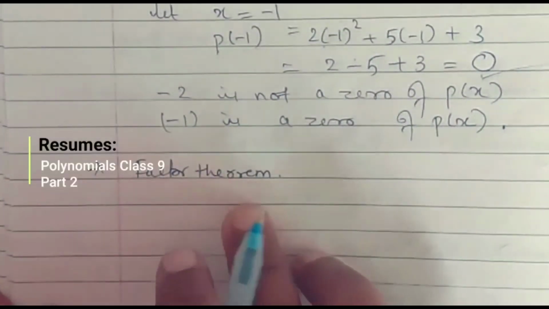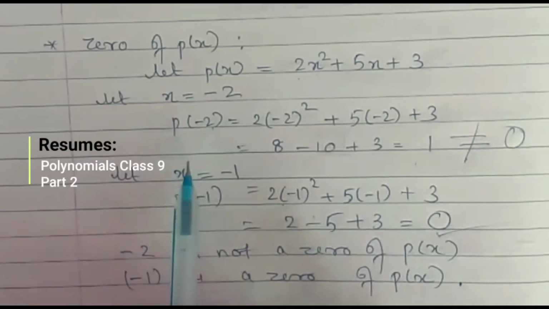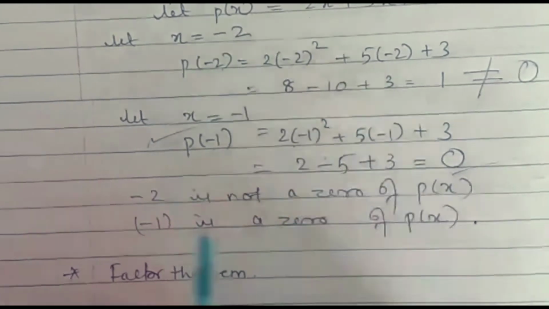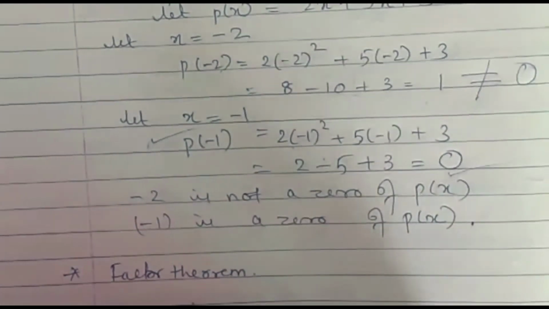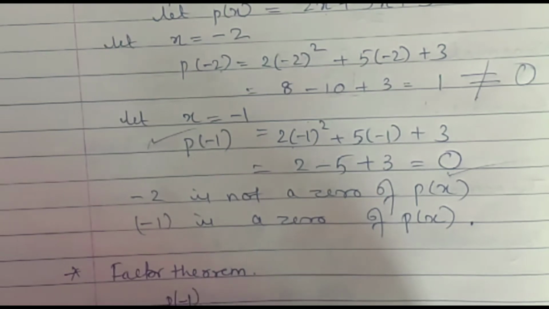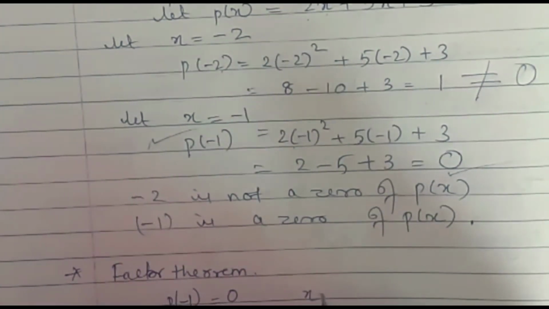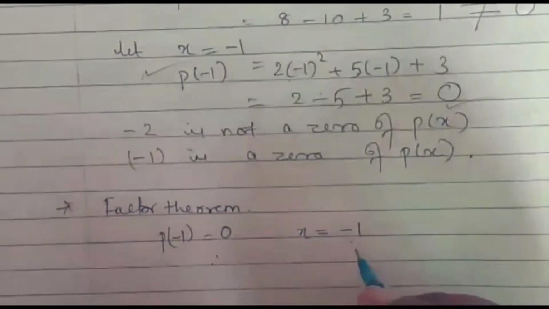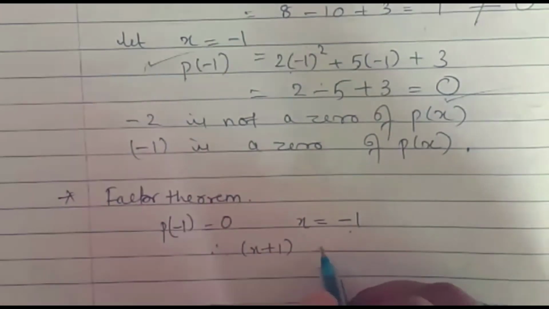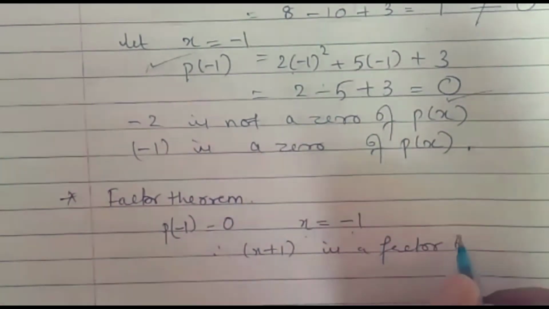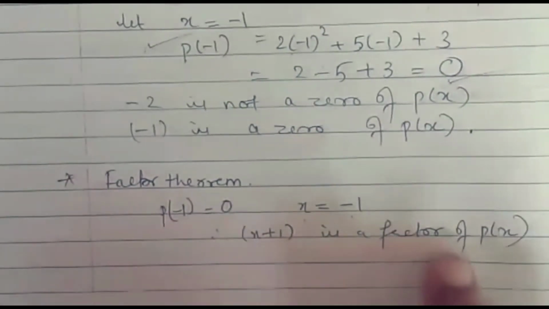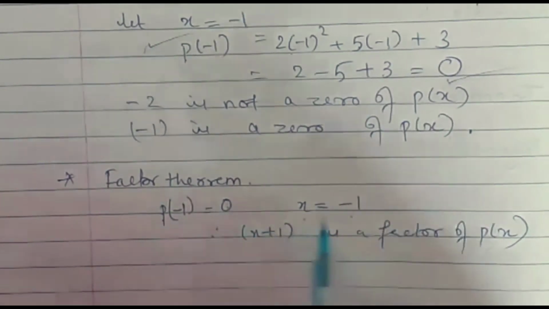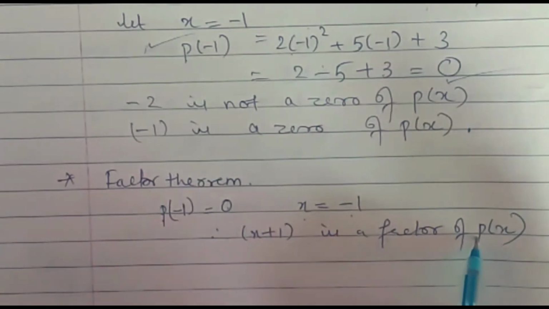Let's now learn the factor theorem. In our previous example, we compared -2 and -1. At one place I got p of -1 is equal to 0, which shows that -1 is a zero of the polynomial. So when I get p of -1 is equal to 0, that means the value of x was -1. If x is equal to -1, we can take -1 to the left hand side. So I will be getting x plus 1 is a factor of polynomial p of x. Whichever polynomial it was, if you are getting p of -1 to be 0, so the value of x is -1, and so it is proved x plus 1 is a factor of polynomial p of x.